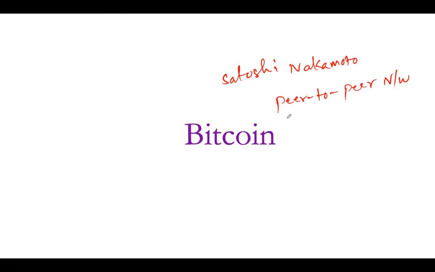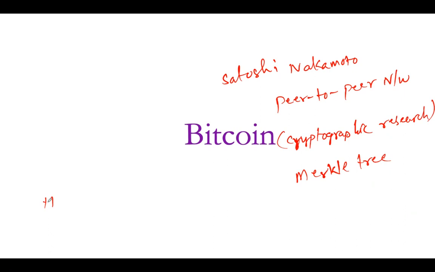Bitcoin is built on decades of cryptographic research, the cryptographic primitives that we have discussed, such as the research on the Merkle tree. In a Merkle tree, suppose you have transactions A, B, C, D. Every transaction will be hashed individually: A will be hashed, B will be hashed, C will be hashed, D will be hashed.